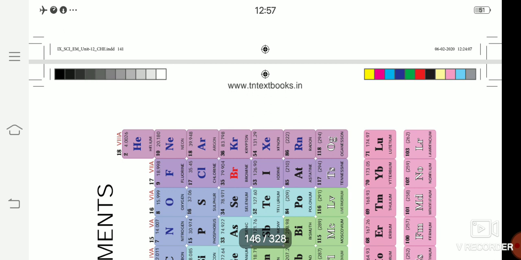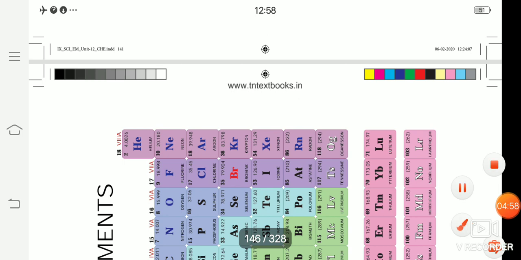So all these elements have completely filled valence shells, so the valence electron number is 0. These are the noble gas elements. These noble gas elements have little or no tendency to combine with each other or with atoms of other elements. This is because of their stable electronic configuration.